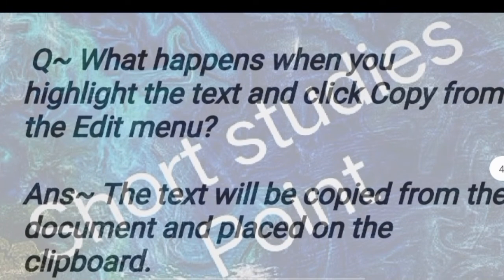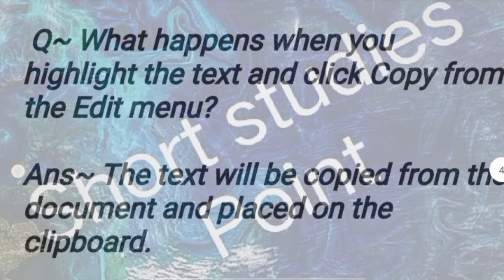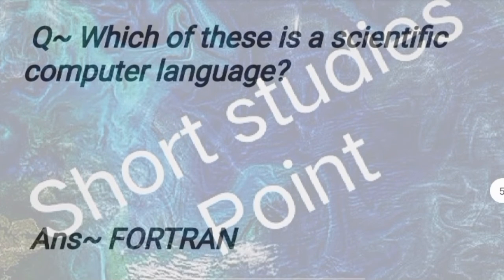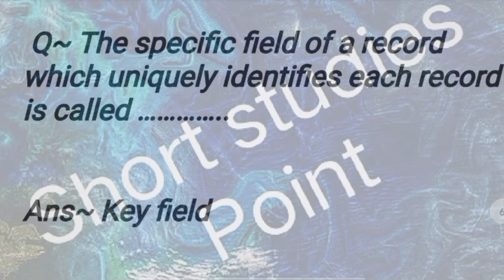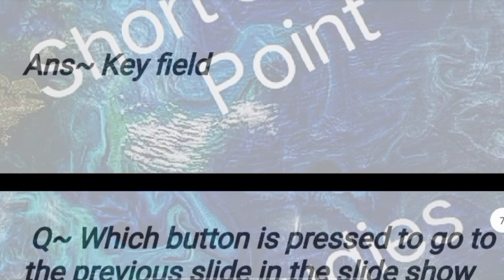Next question: What happens when you highlight the text and click copy from the edit menu? Answer: The text will be copied from the document and placed on the clipboard. Next question: Which of these is a scientific computer language? Answer: Fortran. Next question: The specific field of a record which uniquely identifies each record is called. Answer: Key field.